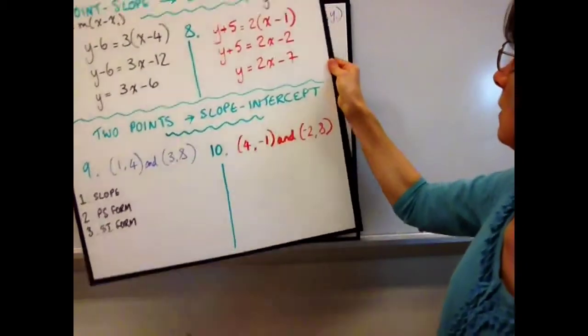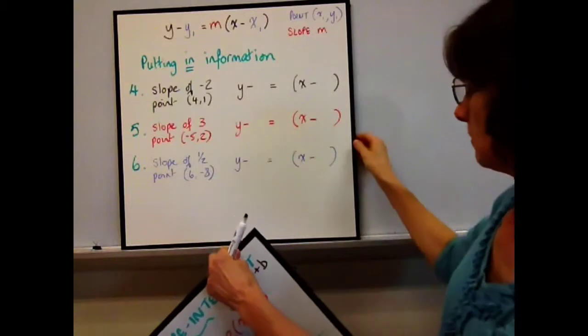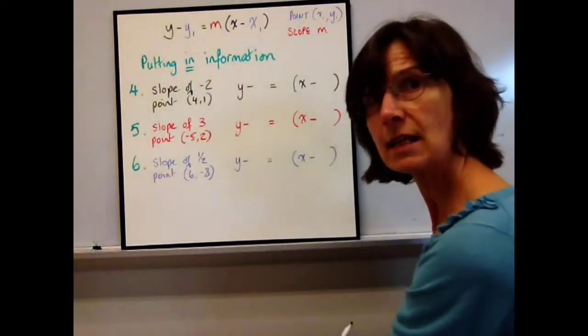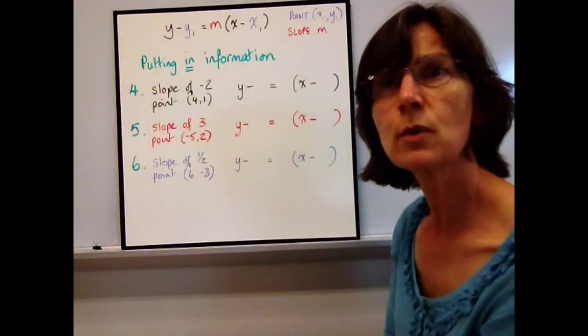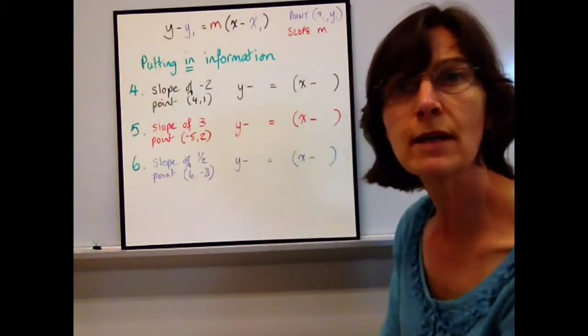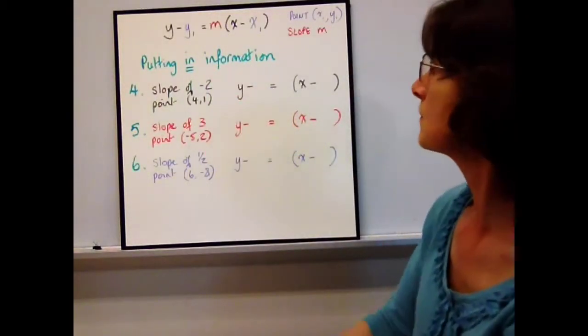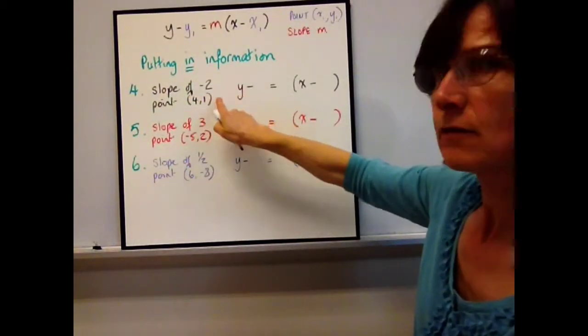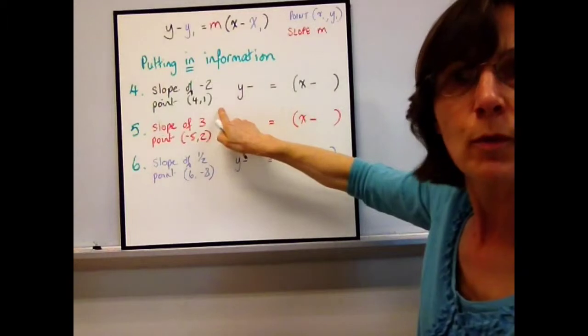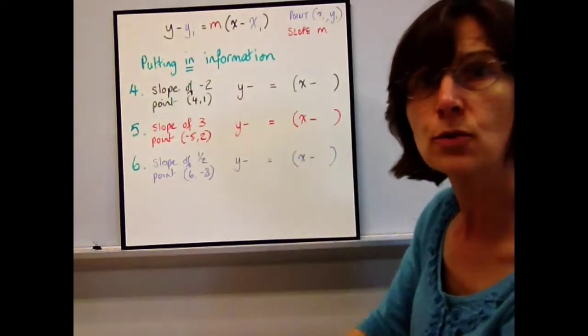Except that I think we need this one here, so don't let me forget to get to that slide. So, here we have y minus y sub 1 equals m times the quantity x minus x sub 1, point-slope form. Putting in information: I have a slope of negative 2 and a point of 4, 1. And I need just to place it into our form.